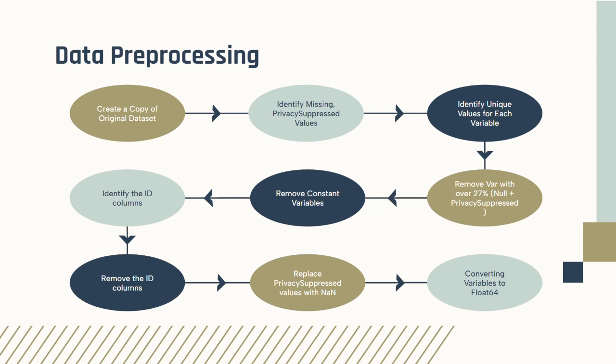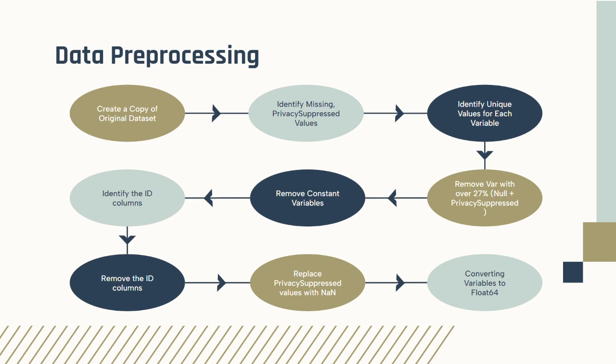Let's go through the processing we did on the data to have a robust statistical analysis. Initially, we started with finding the missing values in the dataset and also the privacy suppressed values. There are many universities which do not want to make their information public, hence the information for those institutes is privacy suppressed. We have also identified the number of unique values for each variable.